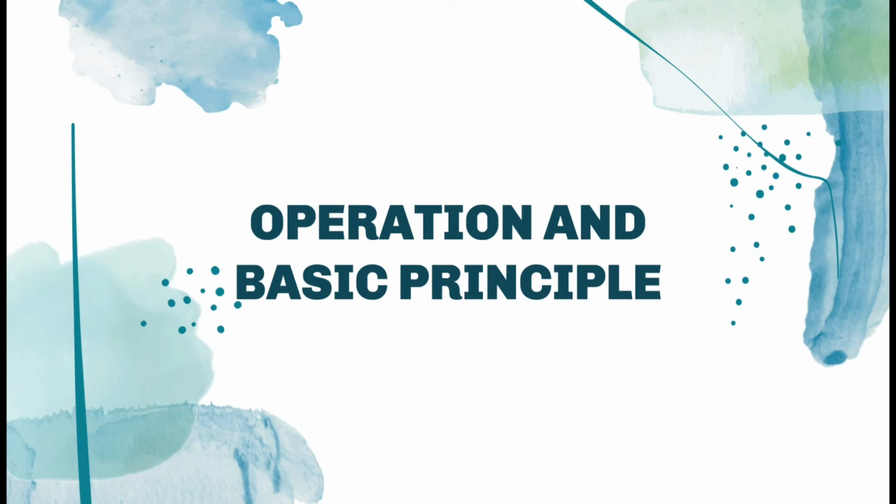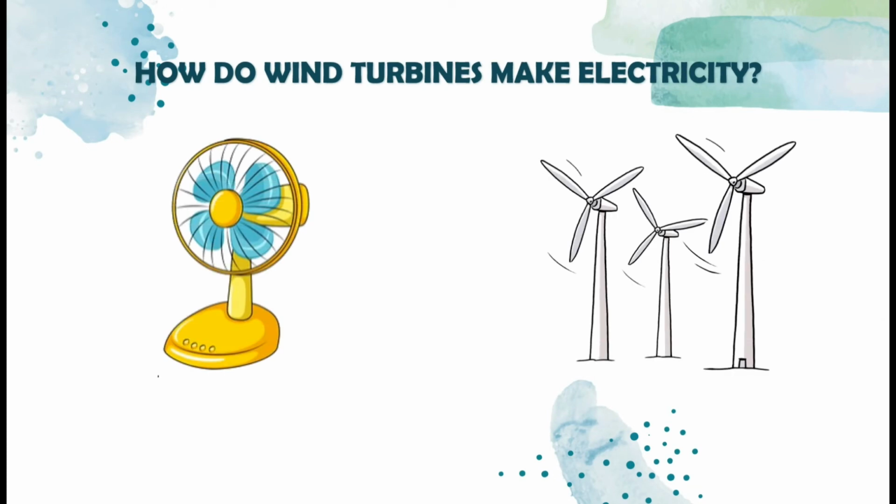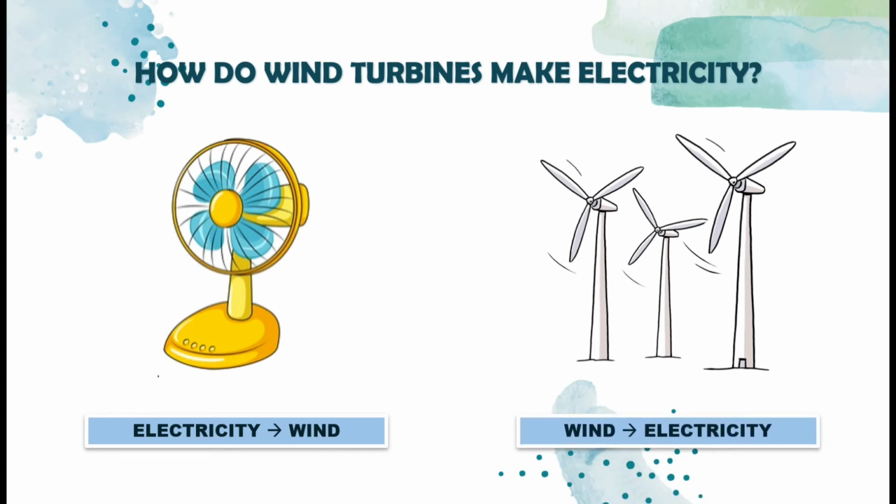Thank you. Next, I will be explaining about the operation and basic principle of wind power generation. So how do wind turbines make electricity? Simply stated, a wind turbine works the opposite of a fan. Instead of using electricity to make wind like a fan, wind turbines use wind to make electricity.